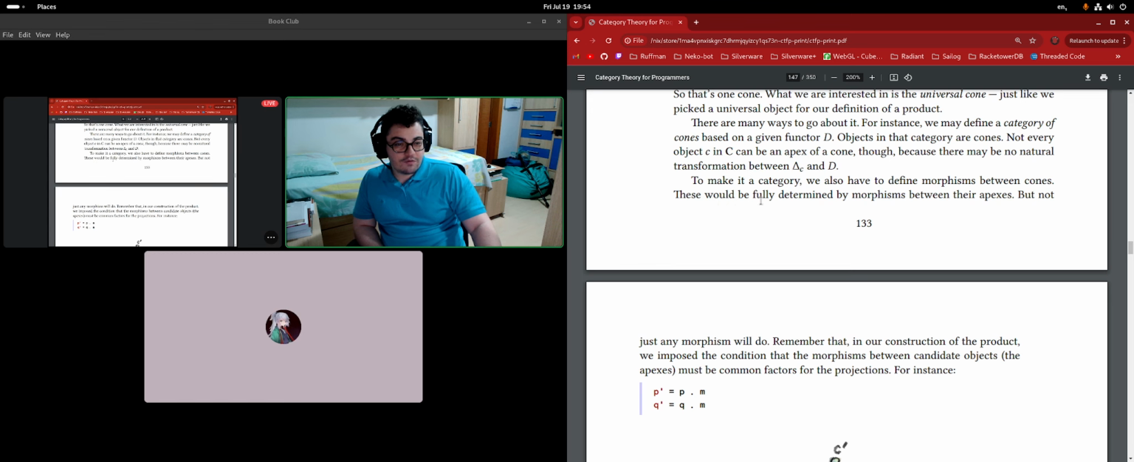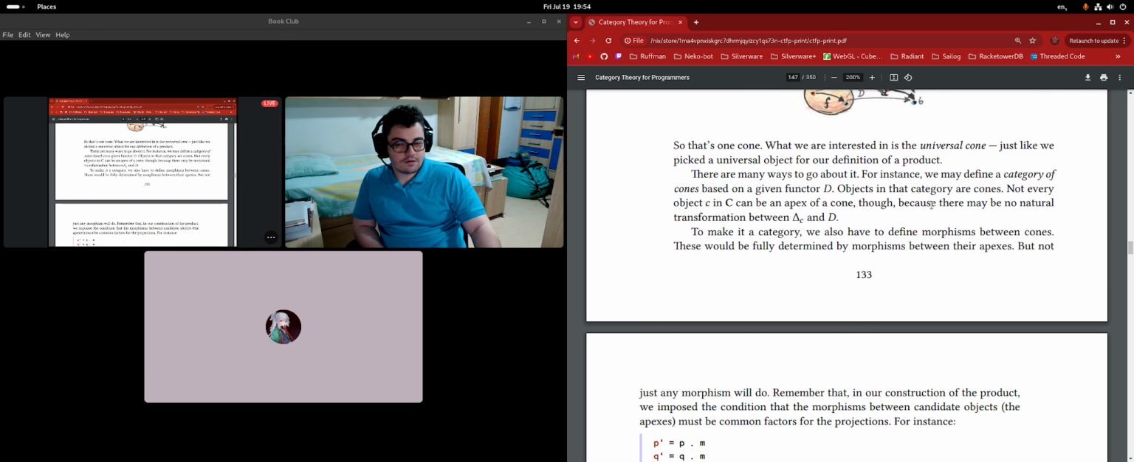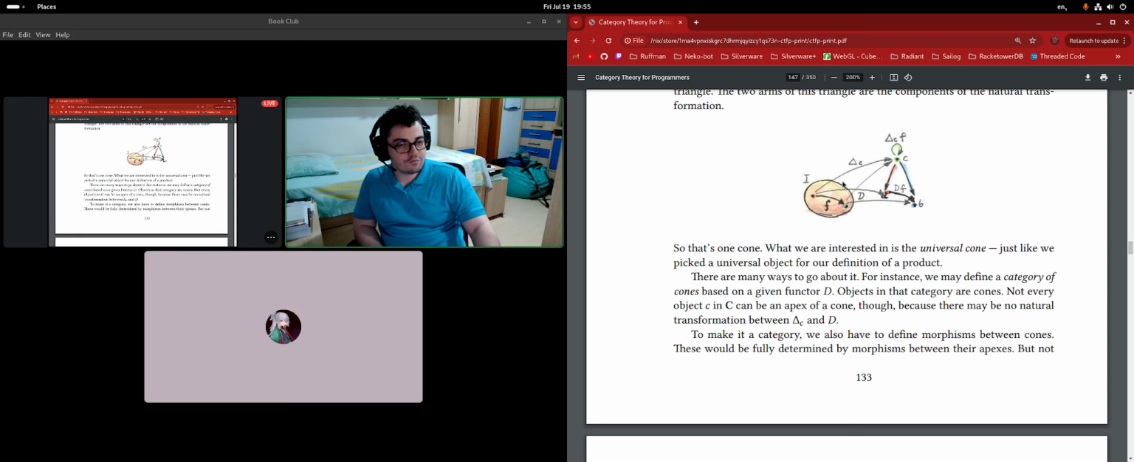These would be fully determined by morphisms between their apexes. That's very interesting. Why? You don't need to map all of this nonsense? Only the apex is enough? Huh. That's weird. Oh, right. I think I know why actually.